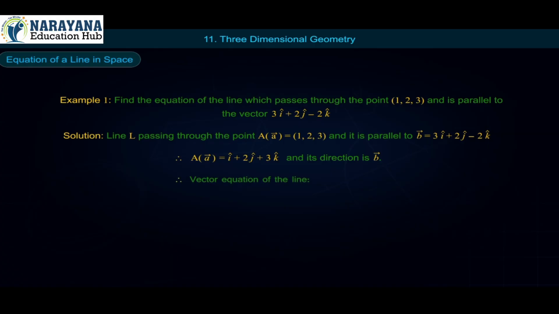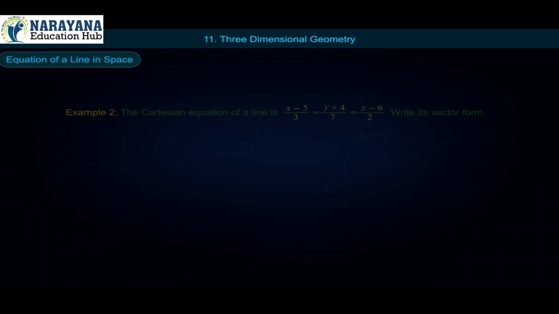Therefore, the vector equation of the line is vector r equals vector a plus lambda vector b, where lambda is an arbitrary constant, lambda belongs to R. Therefore, vector r equals i cap plus 2j cap plus 3k cap plus lambda into (3i cap plus 2j cap minus 2k cap).